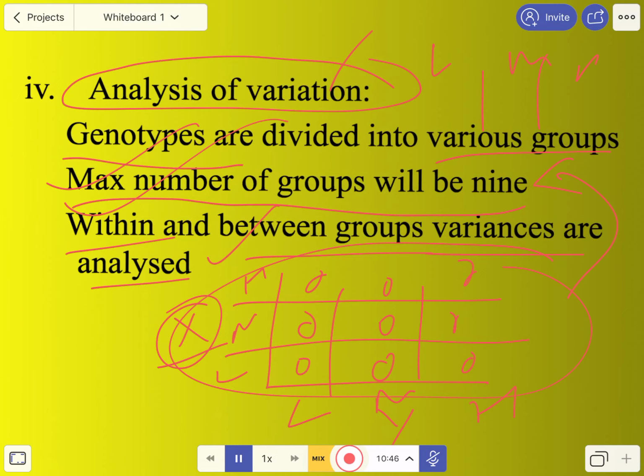The genotypes to be used as parents in the hybridization program should be chosen from different groups, and that represents wide genetic variability. And this is how the variation is analyzed for the different characters within the group and between the groups. Now let's better understand this by using a worked example on Metroglyph analysis.